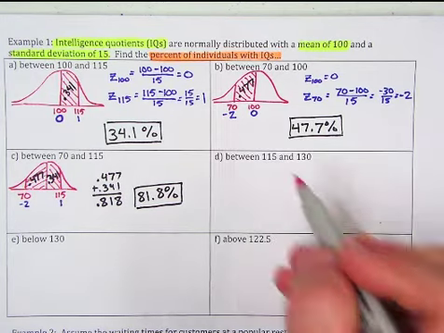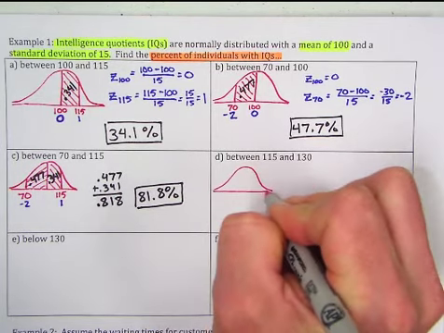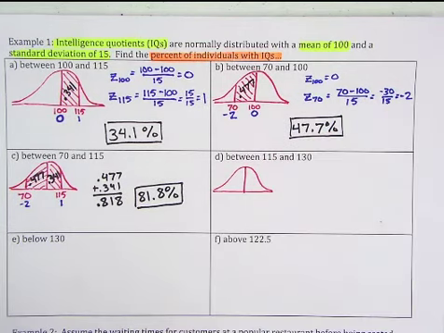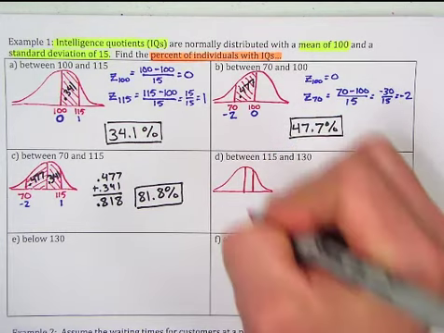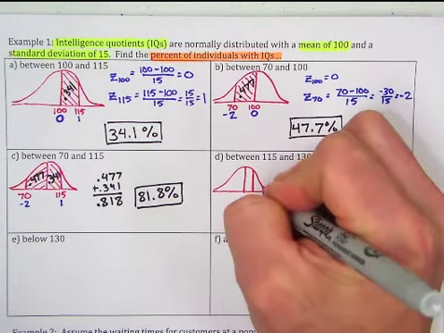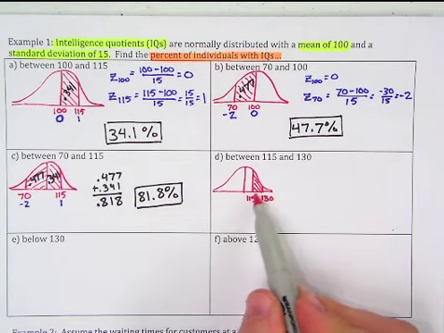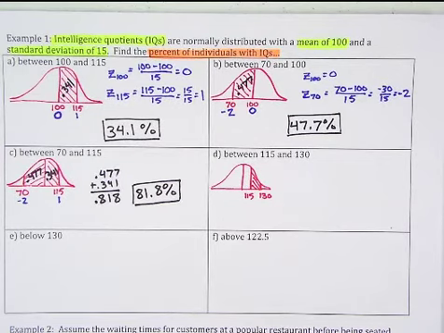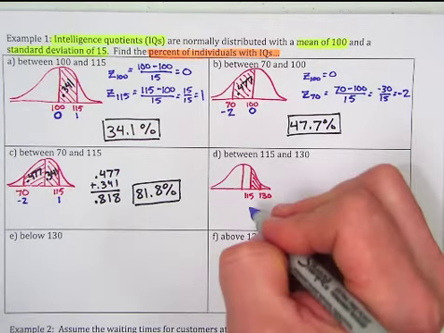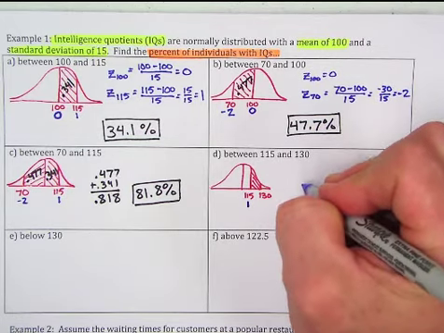All right, our next example says between 115 and 130. So we're going to start with our normal distribution. There's our mean. Now 115 is what we've been using before right here. And then 130 now is to the right of that. So we're looking for the area between two scores that are on the same side of the mean. Now we've already found the z of 115 to equal 1. So we need to find the z of 130.